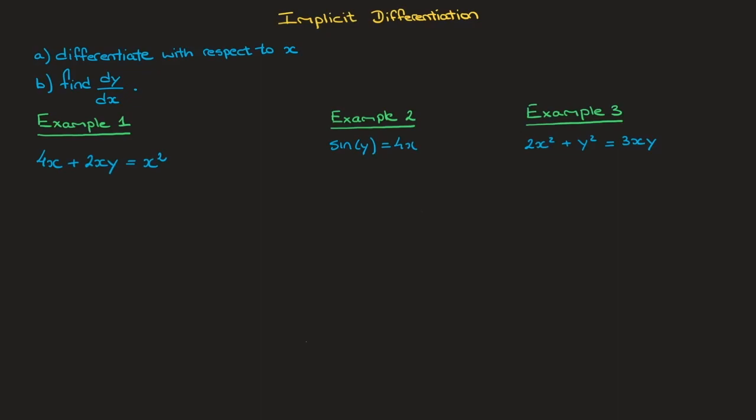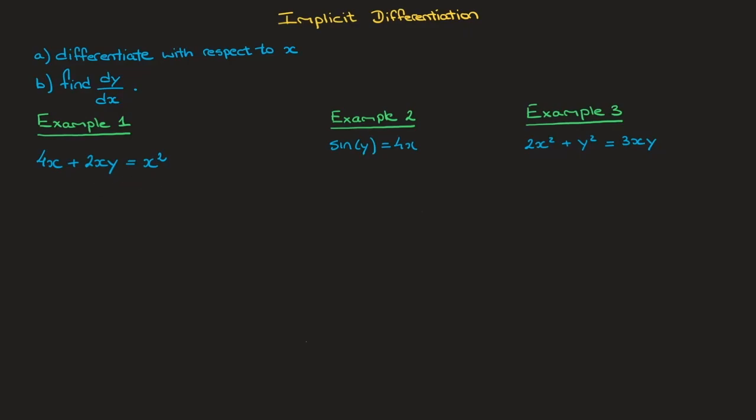Hi everyone, in this video I'm going to work through a few examples of implicit differentiation. The idea being to work through the three examples we have here, and for each of them we're going to differentiate with respect to x, as well as find dy dx. So let's get started. Example 1, we're given 4x plus 2xy equals x squared.